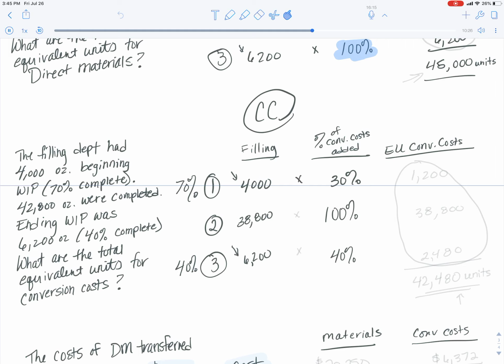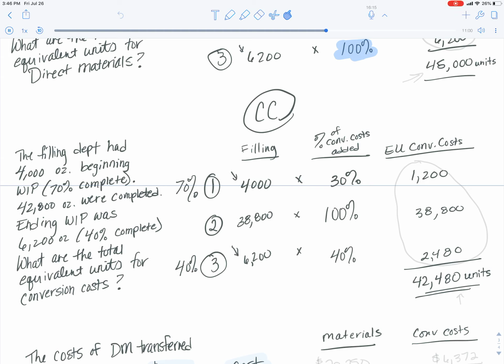So now we can multiply all the way across. There's going to be 1,200 units for group 1, 38.8 for group 2, and 2480 for group 3. So total equivalent units, when we start adding in the costs for conversion costs, we're going to use 42,480 when we're adding conversion costs. That's how many equivalent units we'll use.